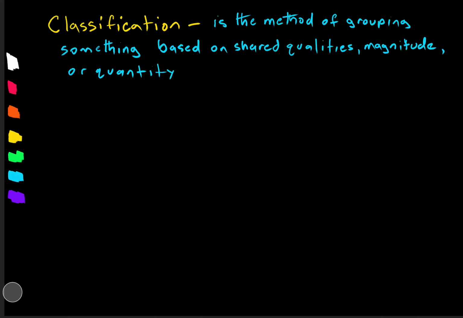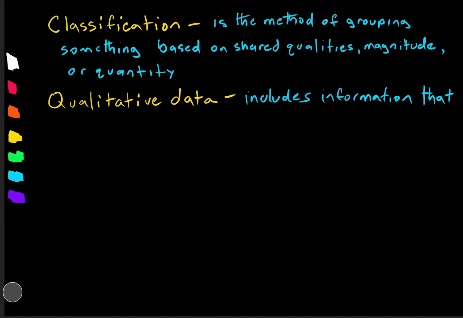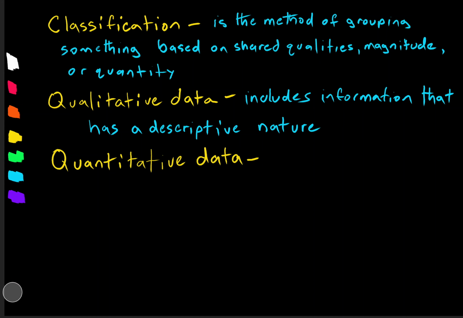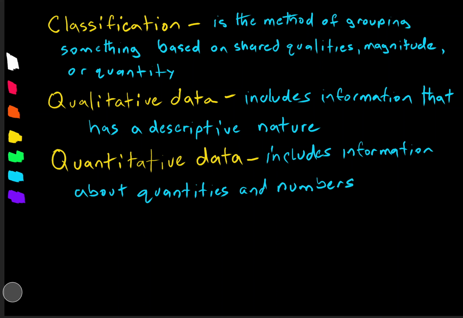There are 2 types of data classification, quantitative and qualitative. Qualitative data includes information that has a descriptive nature. For example, if we were classifying different tree species, that would be qualitative data because it can't be measured. It's a non-numerical category. Quantitative data includes information about quantities and numbers. If you're working with numeric data sets, then you're working with quantitative data. The elevation values in the digital elevation model are numeric, so we are performing a quantitative data classification.